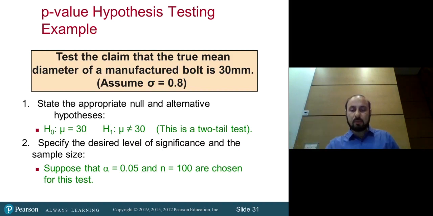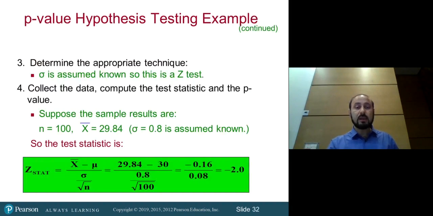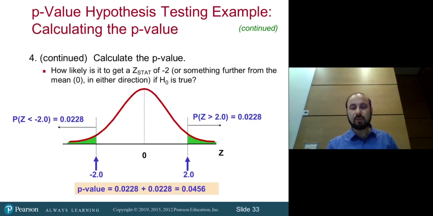So all steps are the same. You can see here mu is equal to 30. In the second step also, alpha is 0.05 and n is equal to 100. We also know our sigma, which is 0.8. Number 4, here is the addition. We have to calculate the p value, and you already know our z stat, which is minus 2.0.